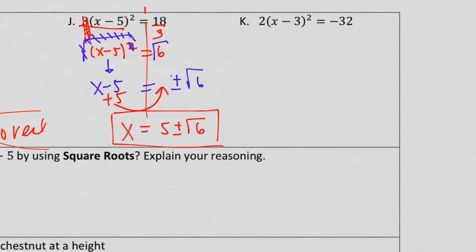So you could say x is 5 plus radical 6, 5 minus radical 6. Or you can leave it with the plus minus like this. That is still 2 solutions. Pause the video and try example K.